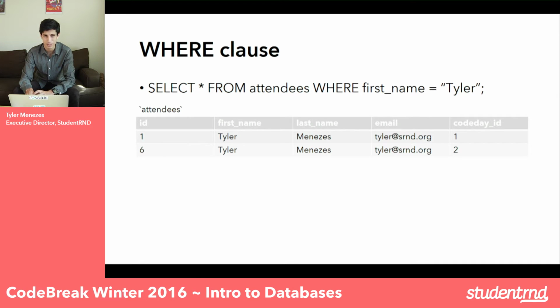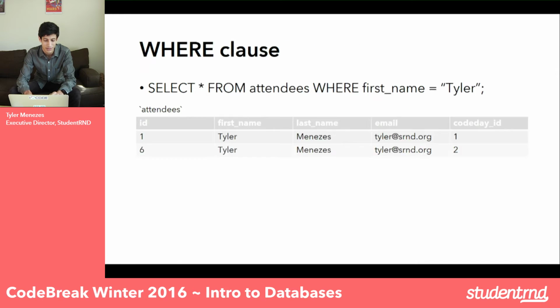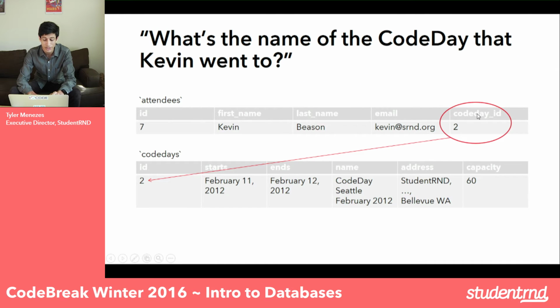We've talked about selecting. We've talked about refining our selections. What about when we actually want to join things together? What if we want to say, hey, what was the name of all of the code days that Tyler attended? We were talking about how databases are relational. That part of databases is called a join. The way that you do this in SQL is this part right here that says inner join code days on attendees.codeDayID equals codedays.codeDayID. What we're saying is wherever this codeday ID matches this ID in the codedays table, we want to combine those two rows.